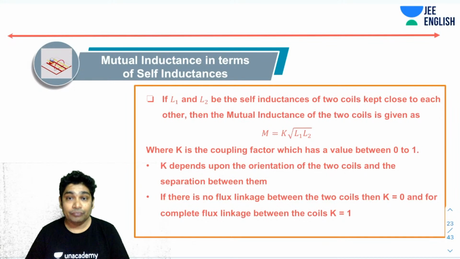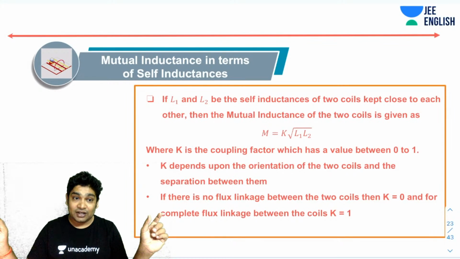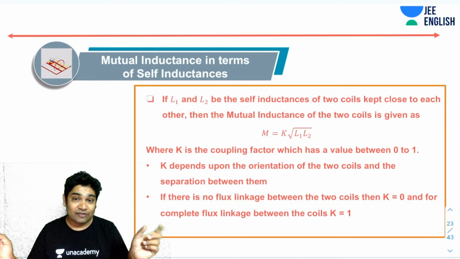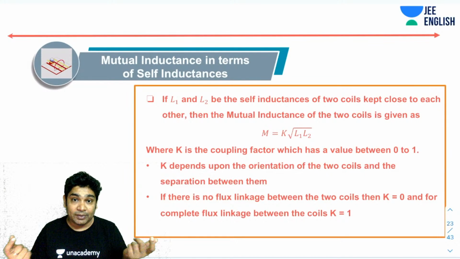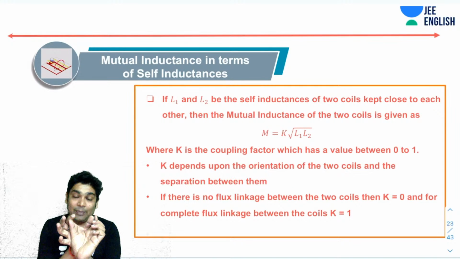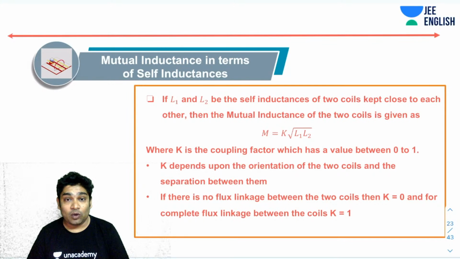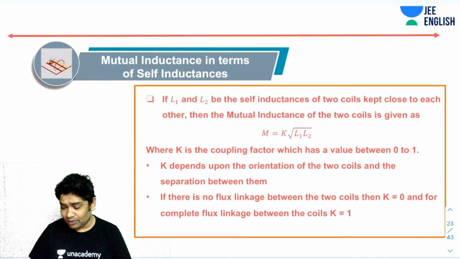Now, if there is absolutely no flux linkage, so imagine I keep these two coils very, very far away, so far that the magnetic field of one coil almost does not interact with the second coil, then the coupling factor automatically becomes zero. Coefficient of mutual inductance will become zero. And if suppose they are overlapping, in that case, all the flux linked with any one coil would be completely linked with the second coil. In that case, the coupling coefficient will become 1. Otherwise, its value practically would be anywhere between 0 to 1.